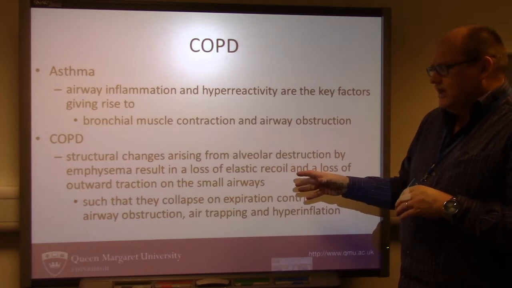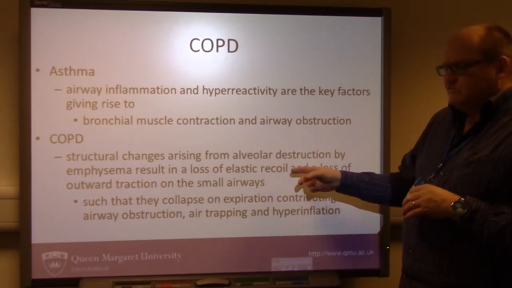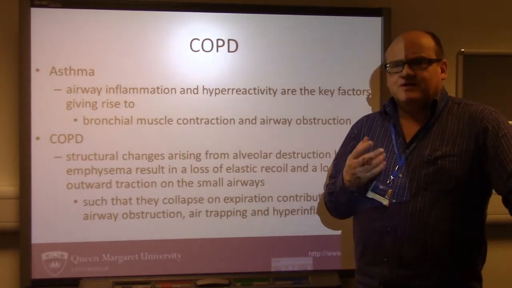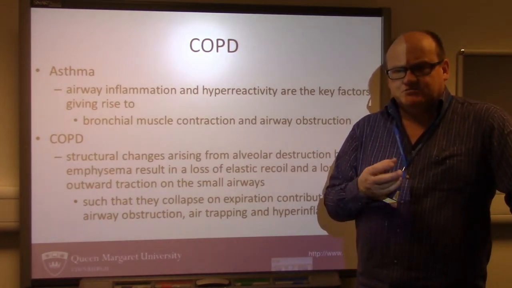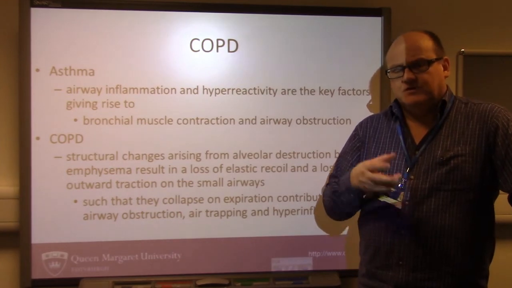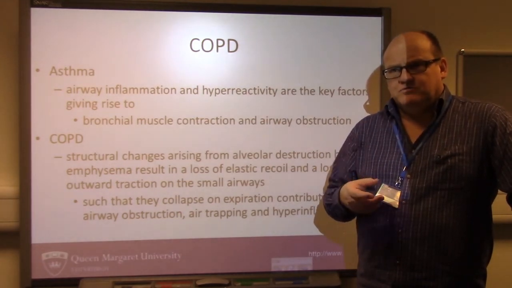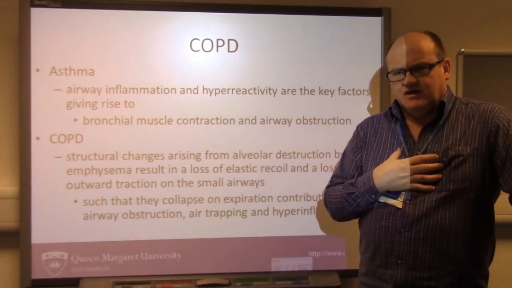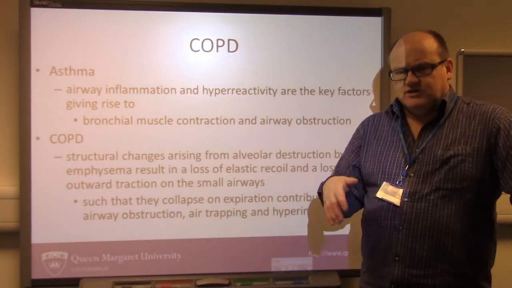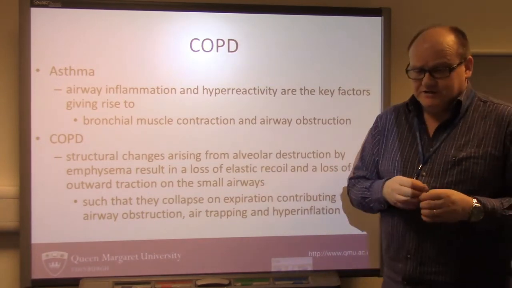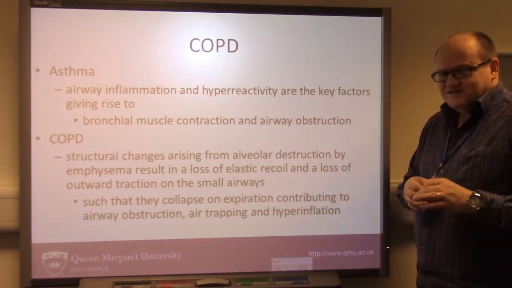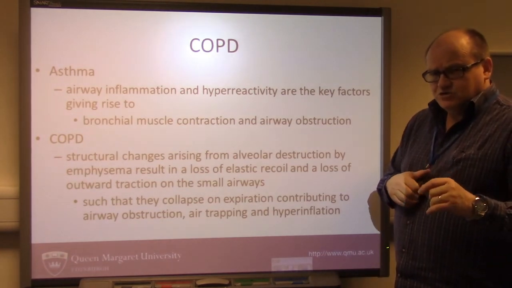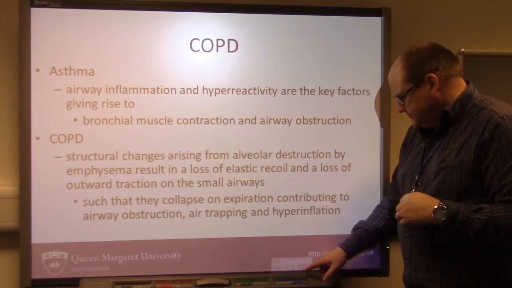COPD, you could get all that, but you've also got alveolar destruction. Now the alveoli are the terminal parts of the airway where the gas exchange takes place. So that's right down the bottom. You've gone through the trachea, into the bronchi, branching off, bronchioles, and right down to the terminal parts where the alveoli sit. The alveoli are where the gas exchange takes place, where the oxygen leaves the lungs and goes to the blood, and the CO2 comes back from the blood into the lungs.